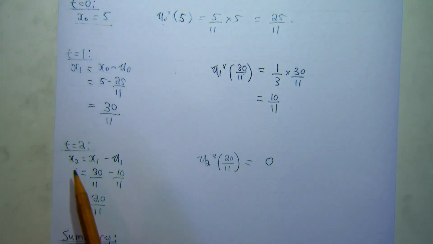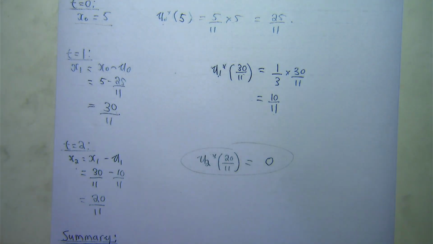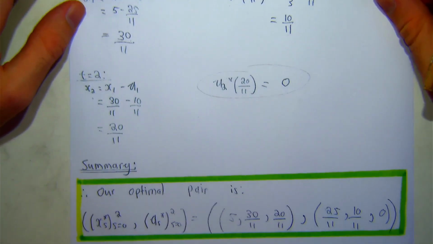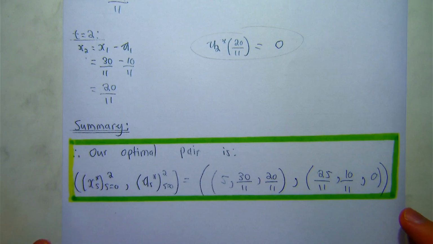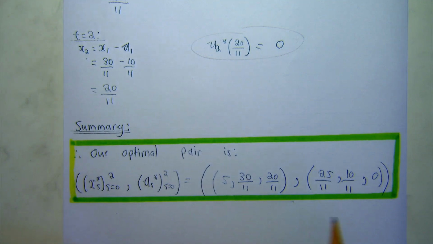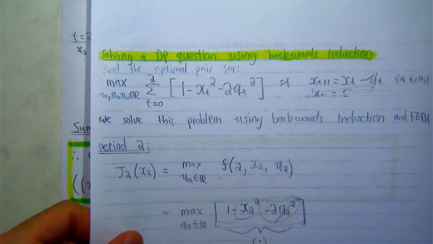And then time is equal to 2. We work out what x2 is based on the difference of these. And then we already know that you set u2 equal to 0 no matter what. Summarizing that all together gives us our optimal pair, which is our sequence given by our state variables and our control variables that are optimal. And this will give us the solution to the problem that will maximize this here based on our choice of u as a real number.